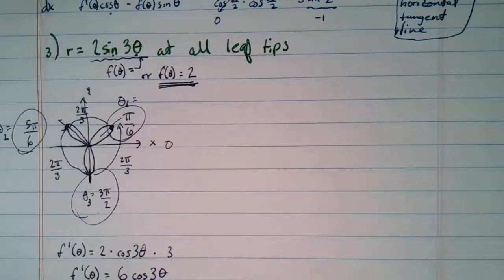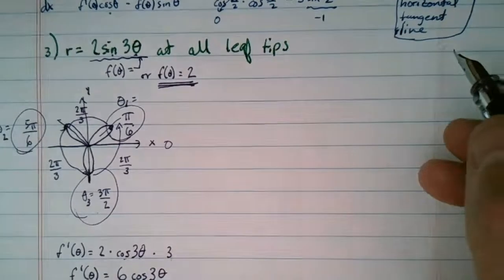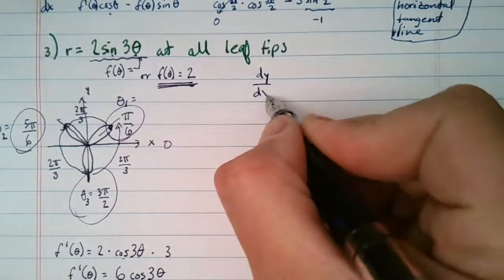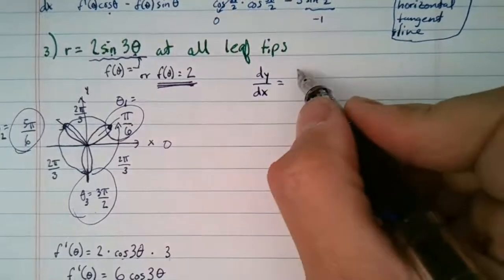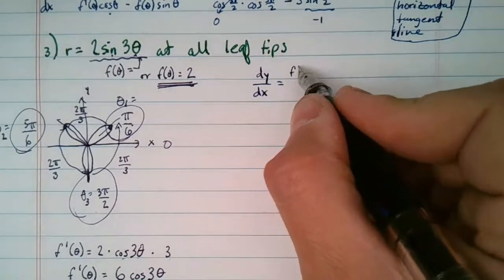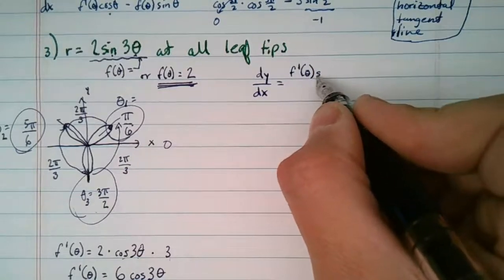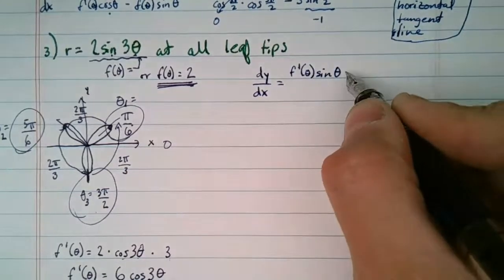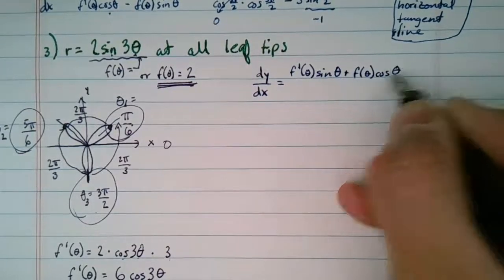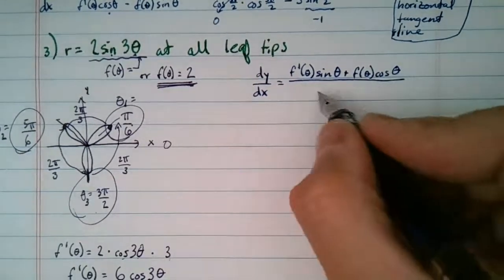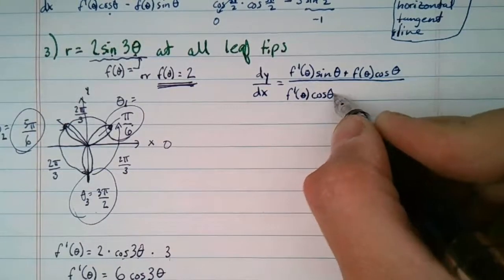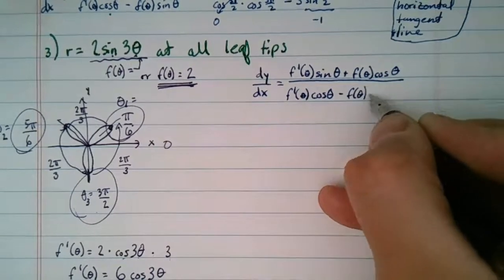So I'm going to do the first one, and then I'll do the next two fairly quickly. So if I take dy dx is equal to, and I'll write my equation out one time, and I'm going to use it 3 times, it'll be f prime of theta sine of theta plus f of theta cosine of theta over f prime of theta cosine of theta minus f of theta sine of theta.